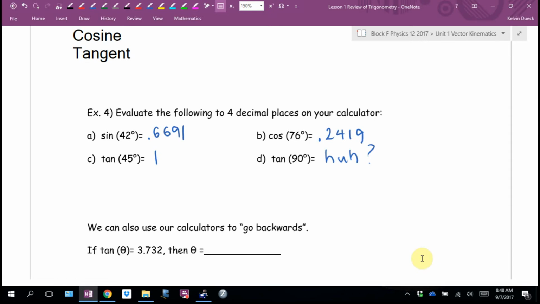In calculus, we call this taking a limit. 573. Can you go tan of 89 point and then 4 nines after that? So 89.99999. Getting bigger? If you want, technically, tangent of 90 approaches infinity.